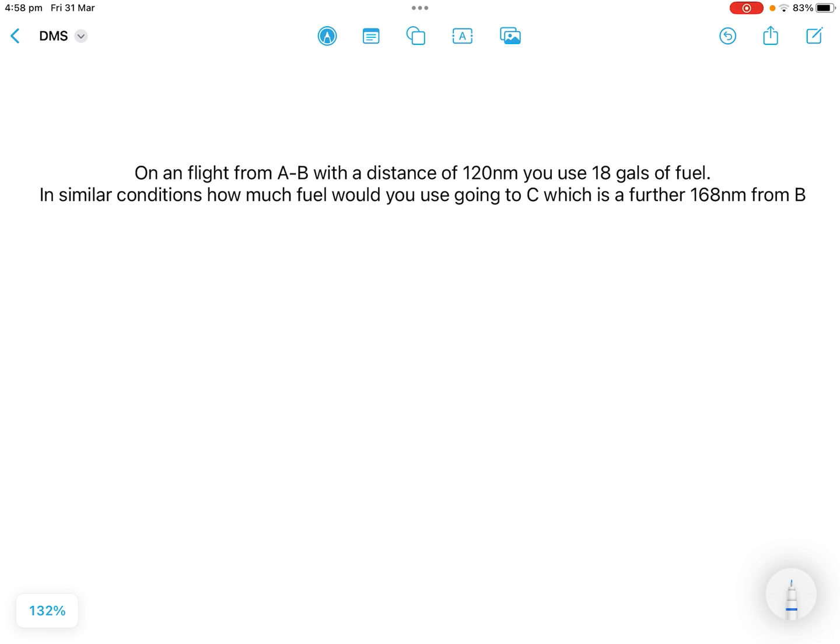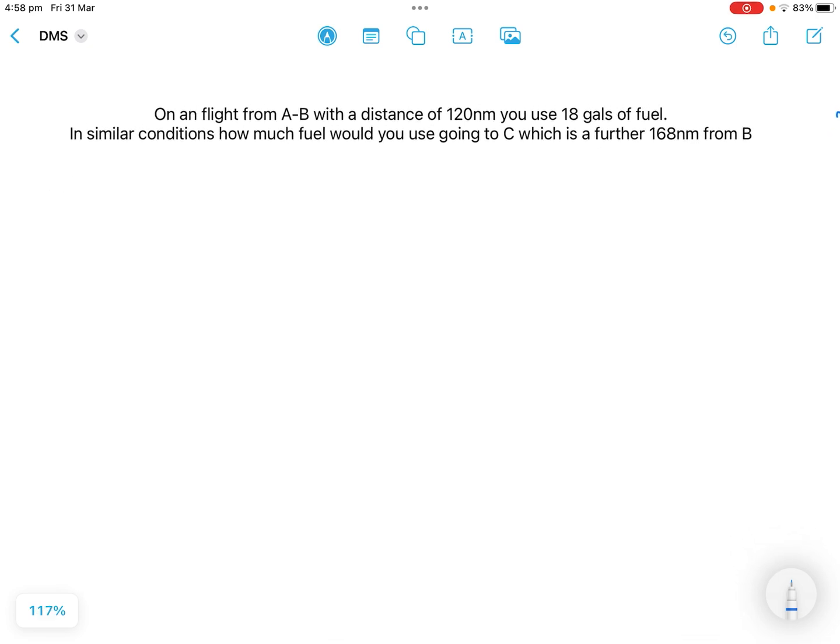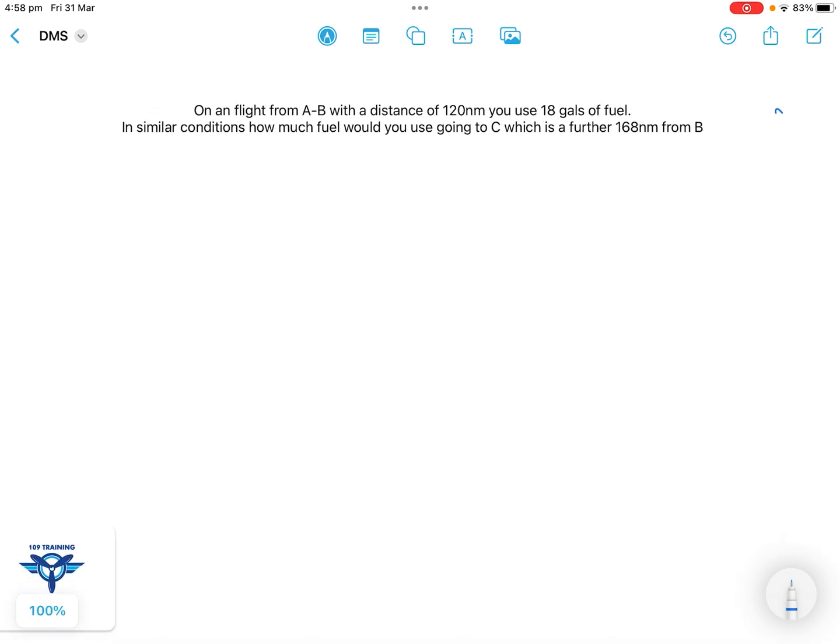So the first two types of questions, the easiest way I think to tackle them is to just break it down into either how much fuel you're going to burn per nautical mile or how much fuel you're going to burn per minute. So let's have a look at this one here. Just zoom out a little bit.